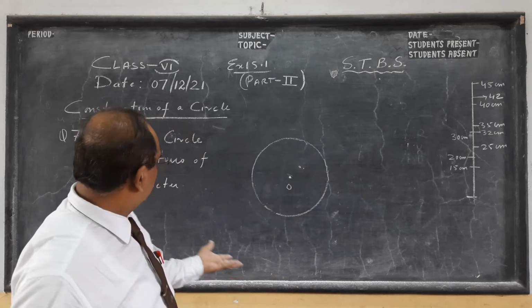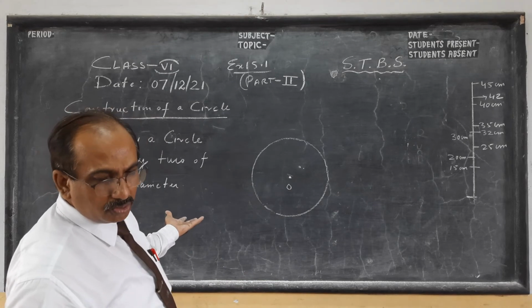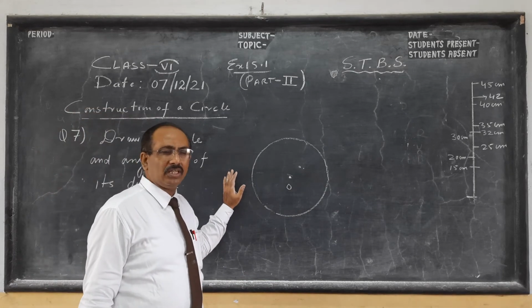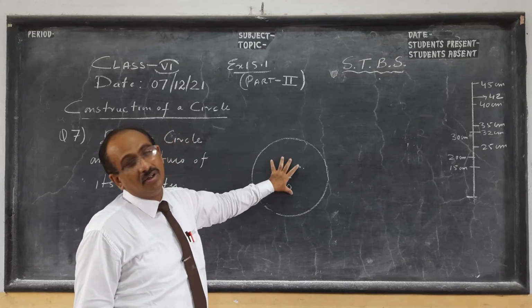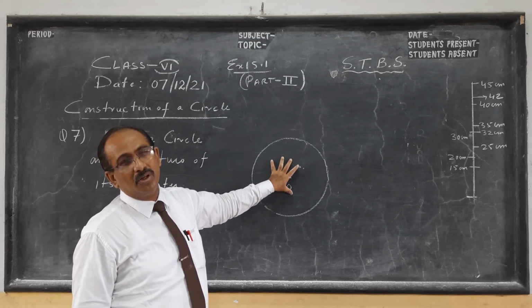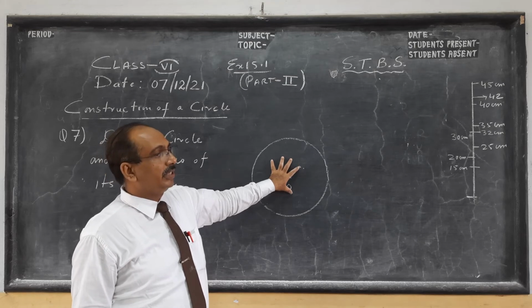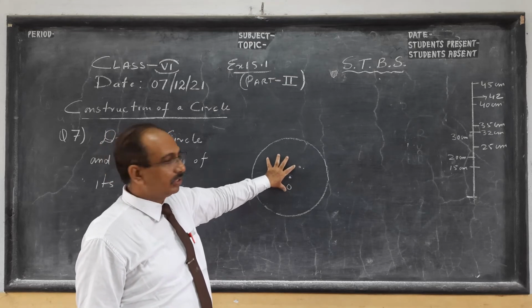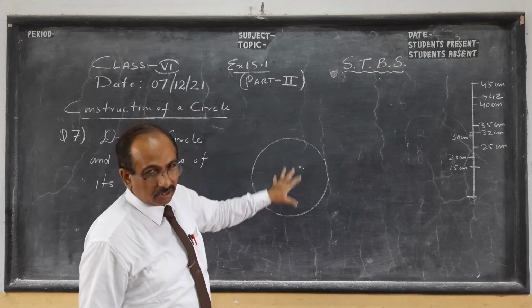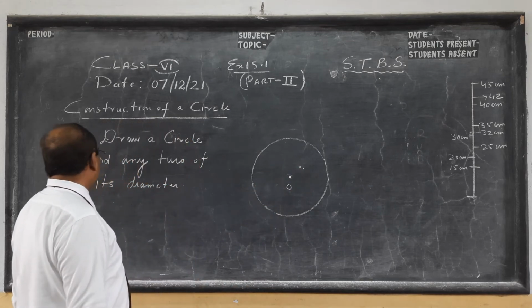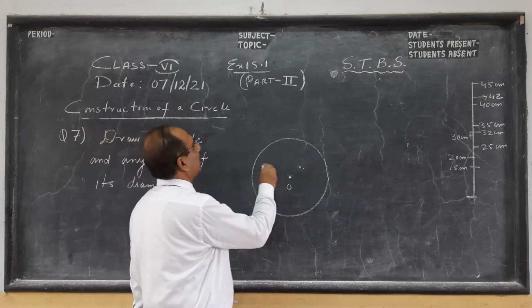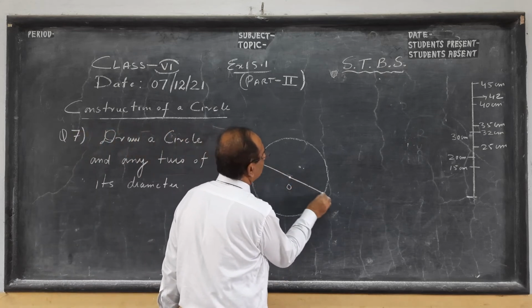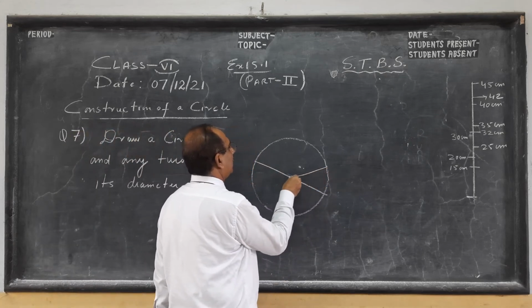So draw any circle, means draw a circle. The choice of radius is yours, as I told you before. If you take too big or too small, drawing will be an issue. So we take a size where we are comfortable to draw on a copy, and here on the blackboard for me. And any 2 of its diameters. So we have drawn a circle with any 2 diameters. I draw one diameter like this, another diameter like this.